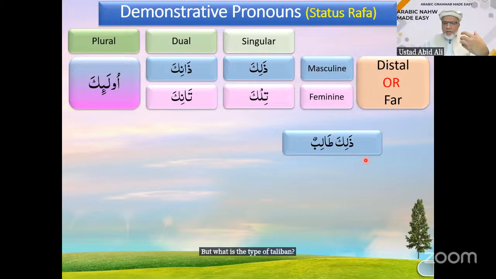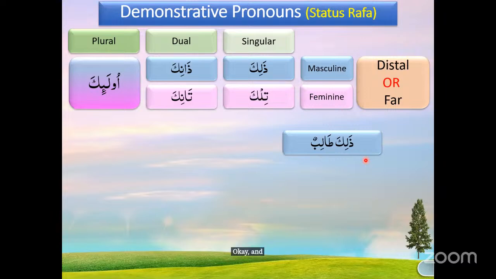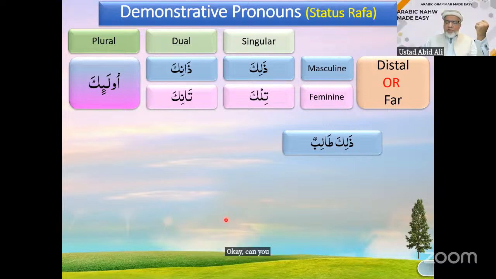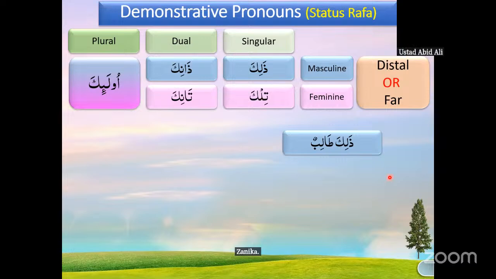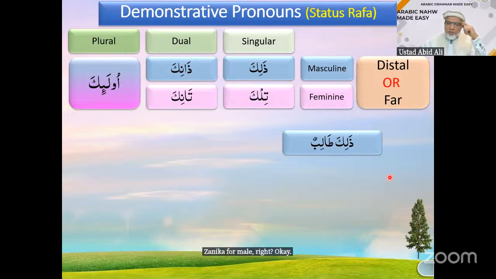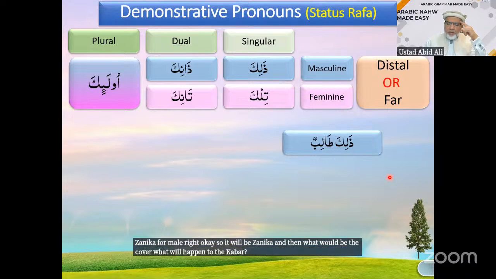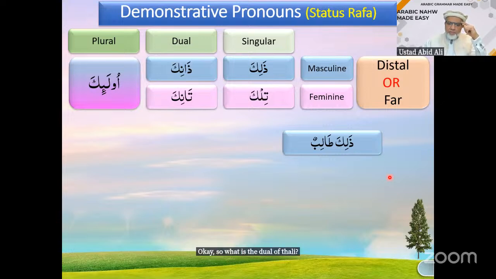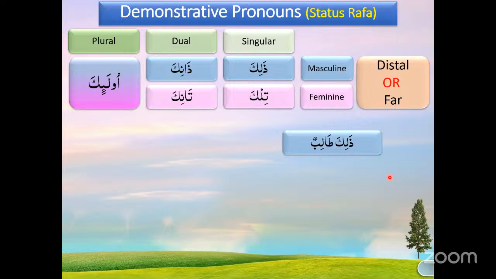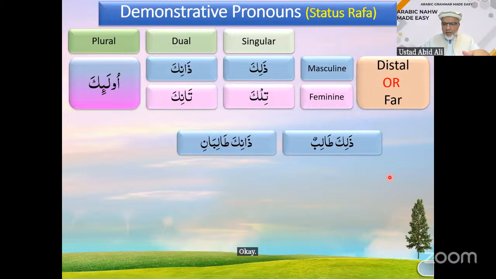What is the type of talibun? It is nakira, common, right? And are they both male? Yes. And both singular? Yes. Can you give me the dual version of this? Zanika for male. So it will be zanika, and then what will happen to the khabar? The khabar will also have to be dual. So what is the dual of talib? Talibani, right? We have been looking at it all along.